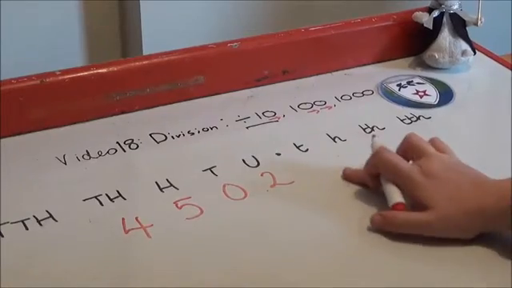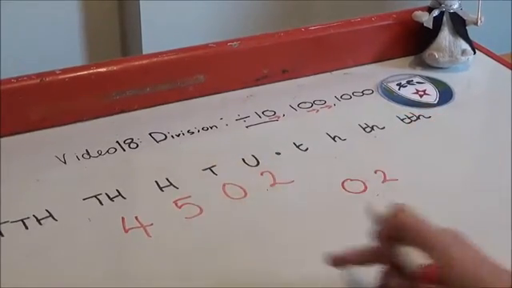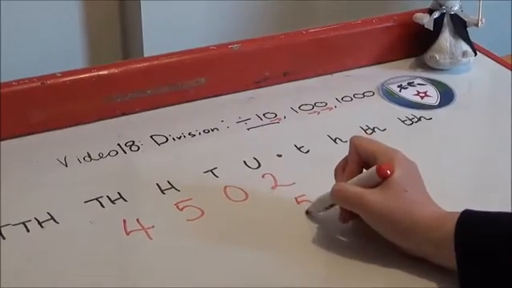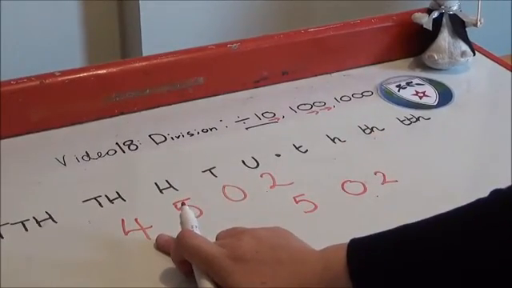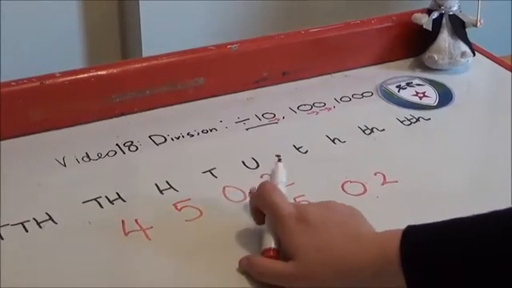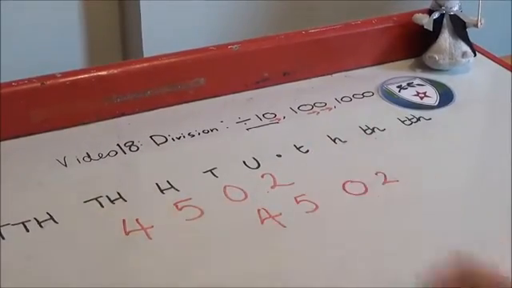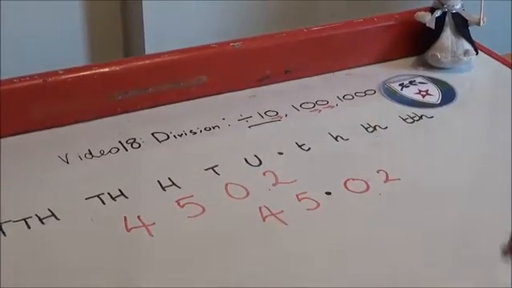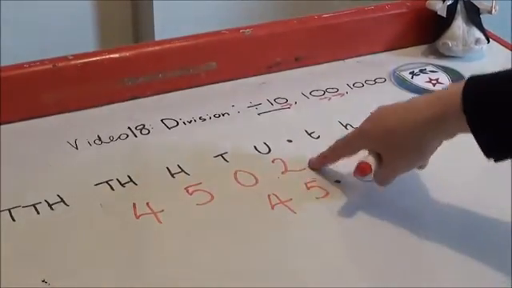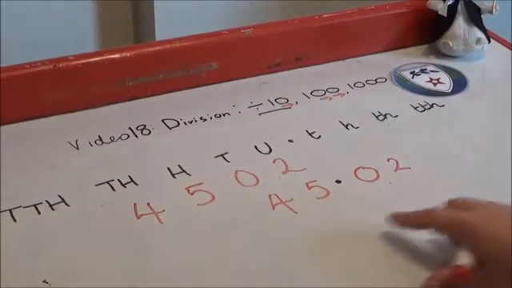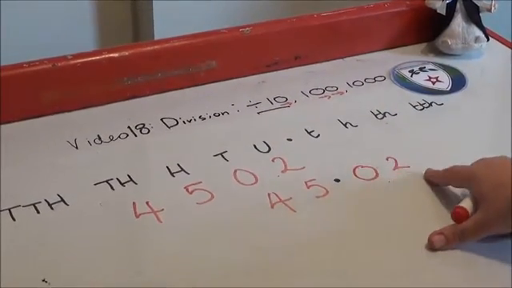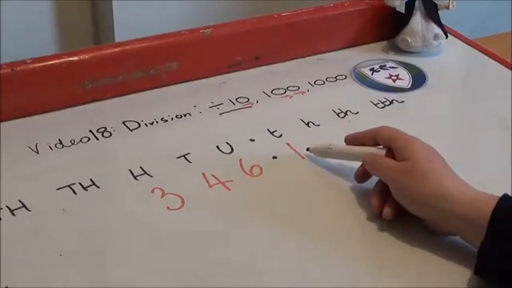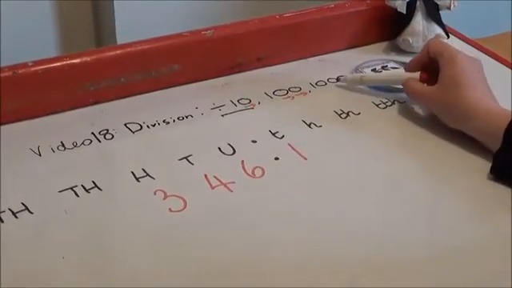The tens are not going into the units, they're going into the tenths. Oh, sorry, wrong number. The hundreds are not going into the tens, they're going into the units. And the thousands are not going to the hundreds, they're going into the tens. Making sure I put my decimal place in the same place. So 4,502 divided by 100 is the same as 45.02.